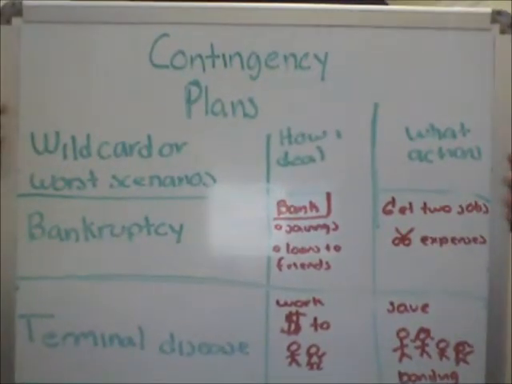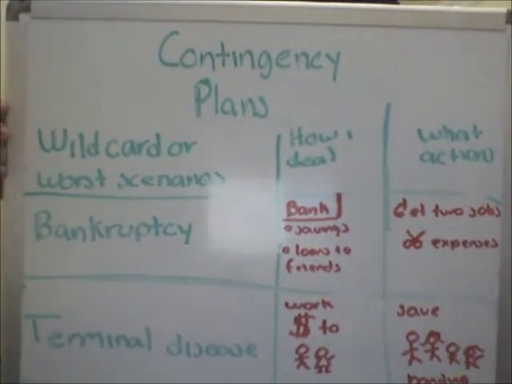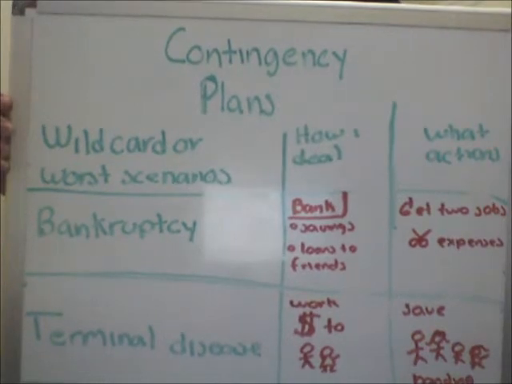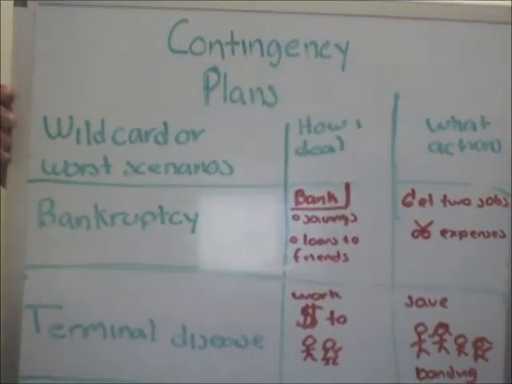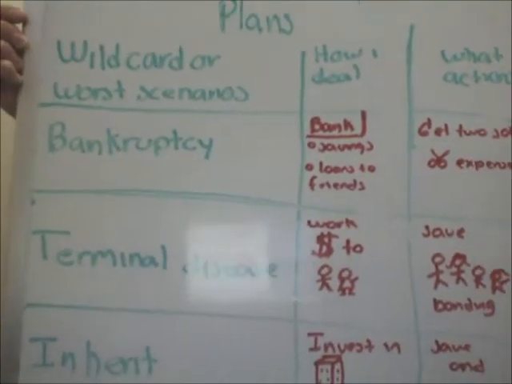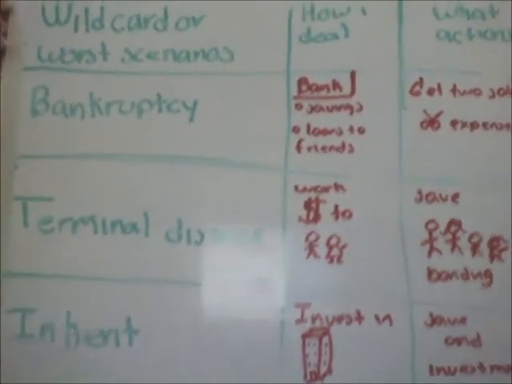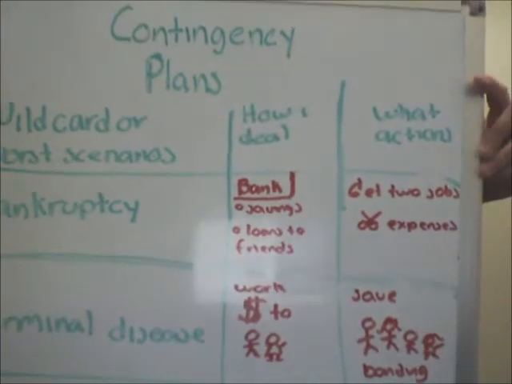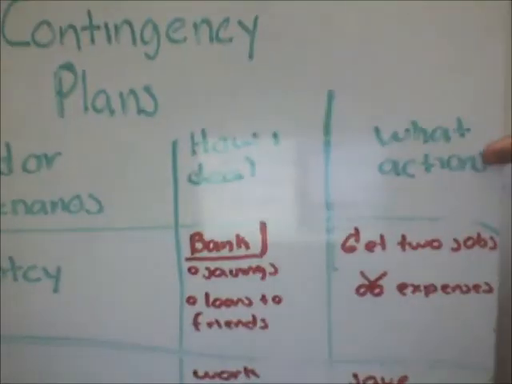And at last, we have to develop some contingency plans based on the wild card scenarios or the worst possible scenarios. My scenarios are bankruptcy, terminal disease, and inheritance. Here we have how we're going to deal with it.